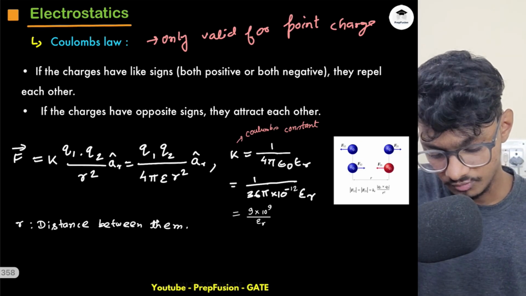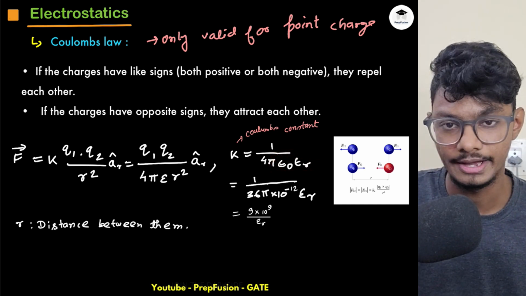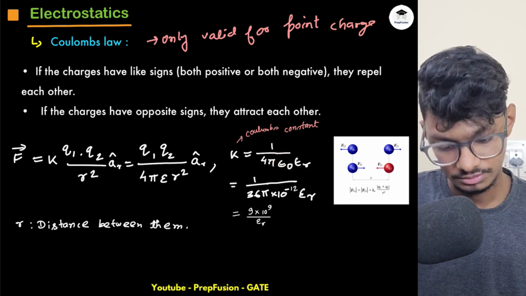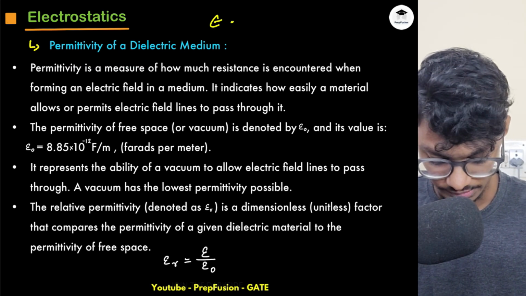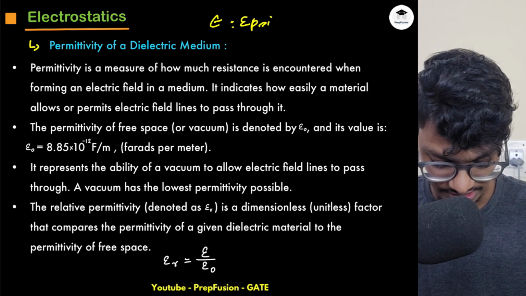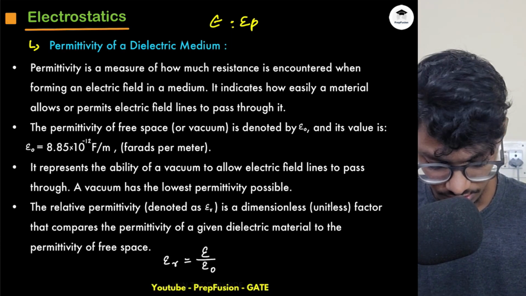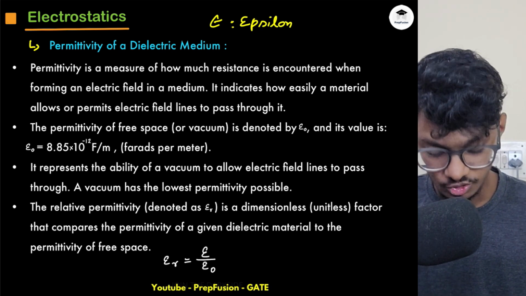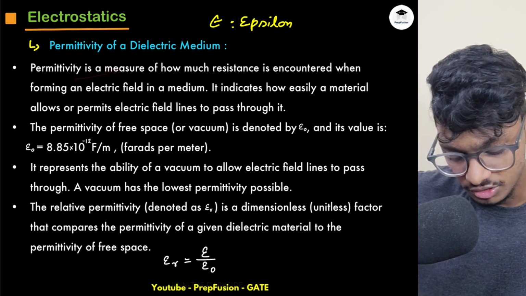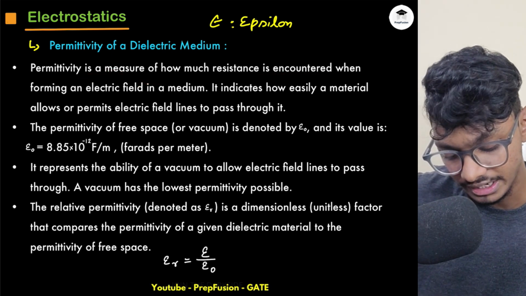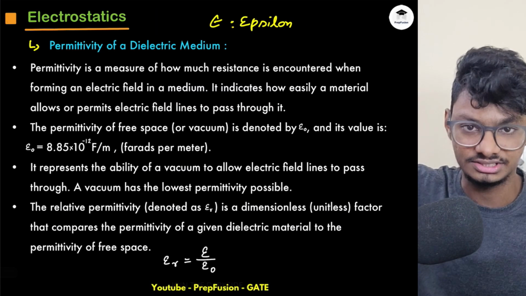Now there is one term present here that I conveniently ignored, this term, epsilon. This is known as the permittivity of a dielectric medium. You should know this basic thing. Permittivity is a measure of how much resistance is encountered when forming an electric field in a medium. So it's the same as resistance.